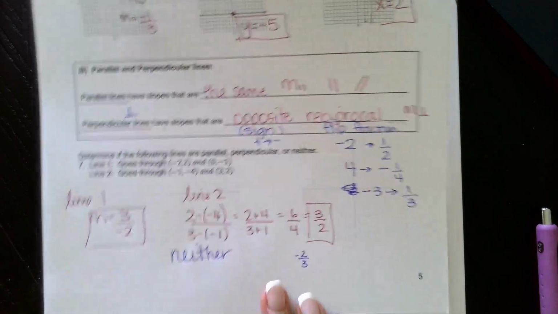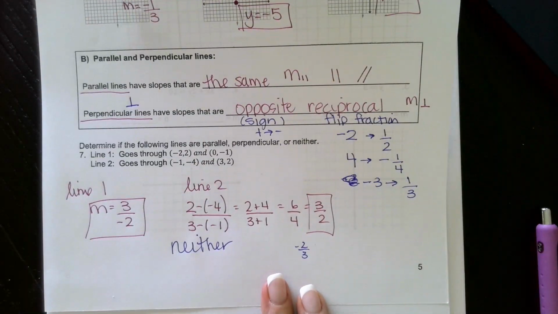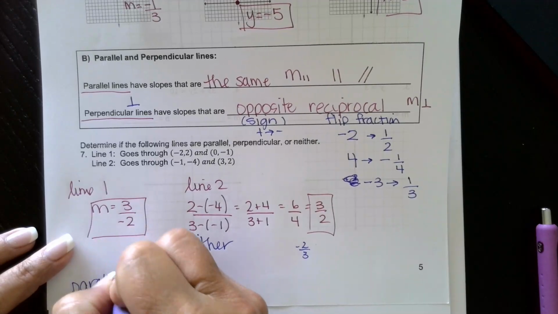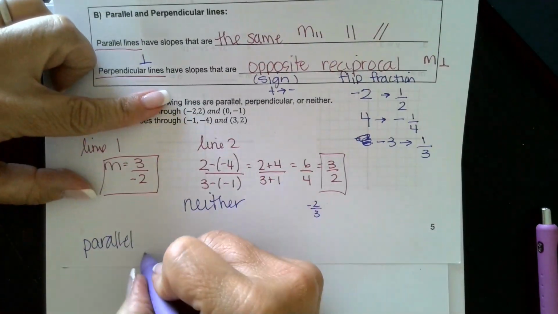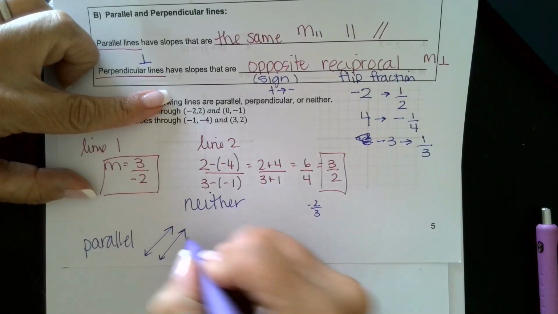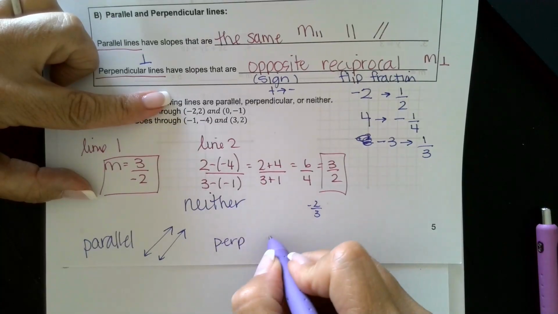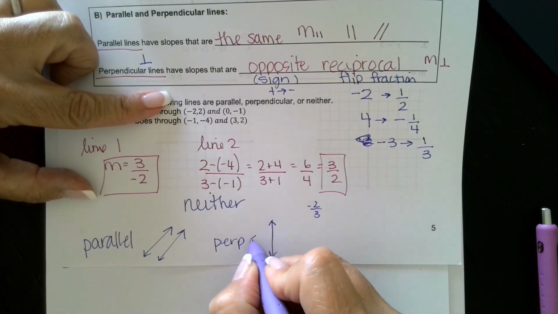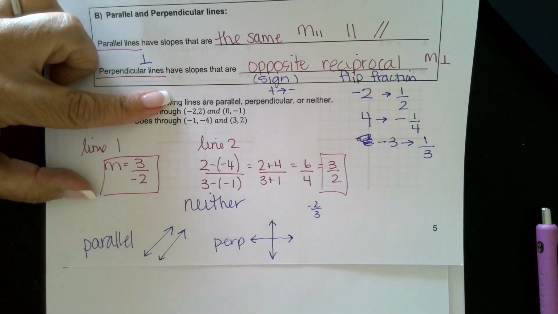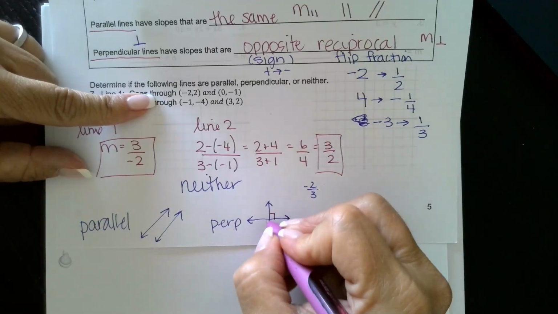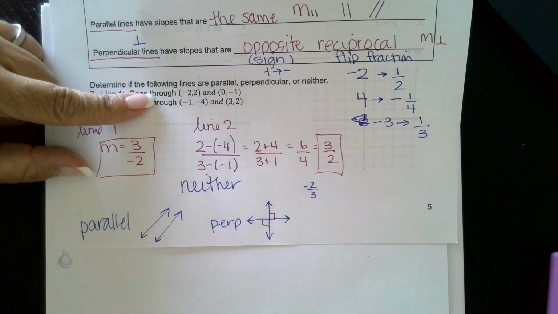Okay, now let's talk about what that looks like. If I have 2 lines that are parallel, my 2 lines are going to look like this, right? If I have 2 lines that are perpendicular, my 2 lines would look like this. Now, it's very rare that we see them look this perfect, right? So here I have a right angle, and here I have a right angle, right?